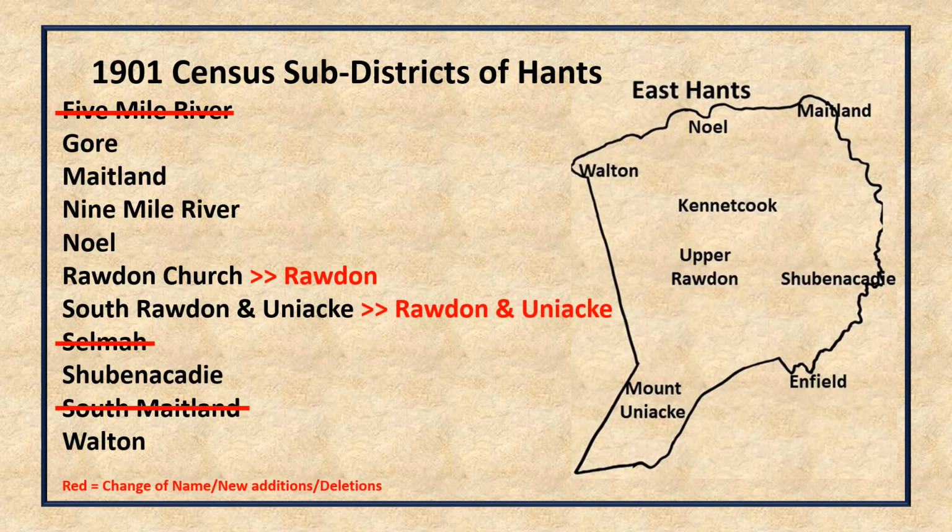By 1901, the subdistricts have changed yet again. The Rawdon subdistricts have been renamed, and 3 others have been rolled into other subdistricts. 5 Mile River becomes part of Knoll, and Selma and South Maitland are now probably part of Maitland, perhaps reflecting population decline as the shipbuilding industry is beginning to fade.